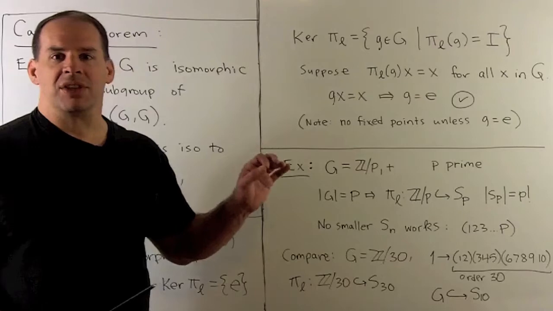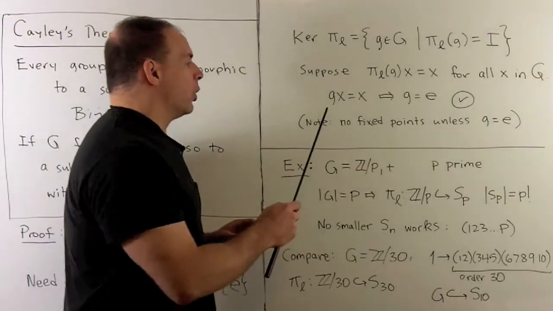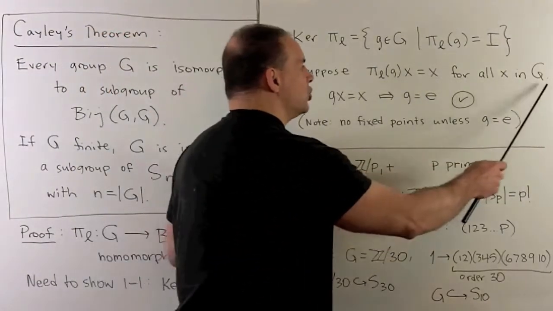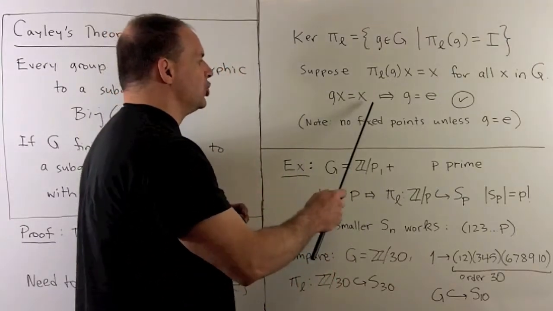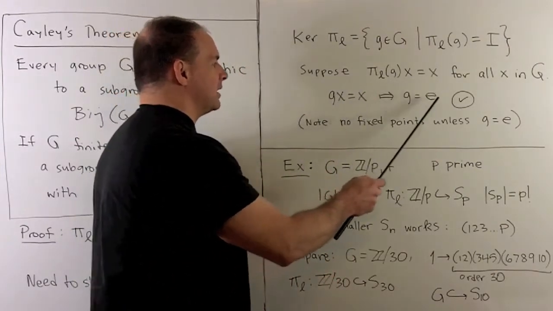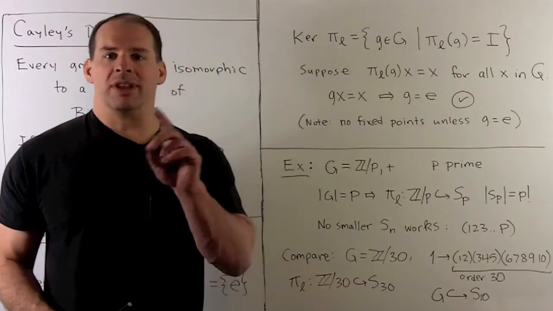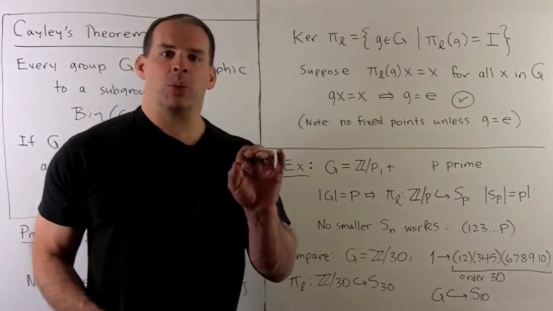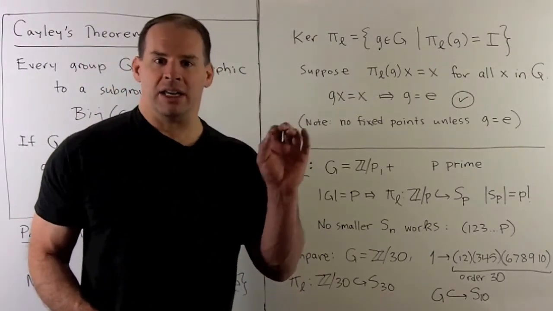Our proof actually says something much stronger. Note here, I don't need this for all X in G. If it happens for just one X in G, we cancel, we get the identity. So that means when we're using the left action, there are no fixed points unless you're using the identity itself.